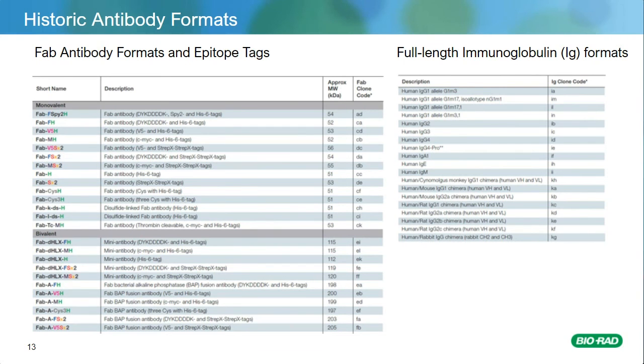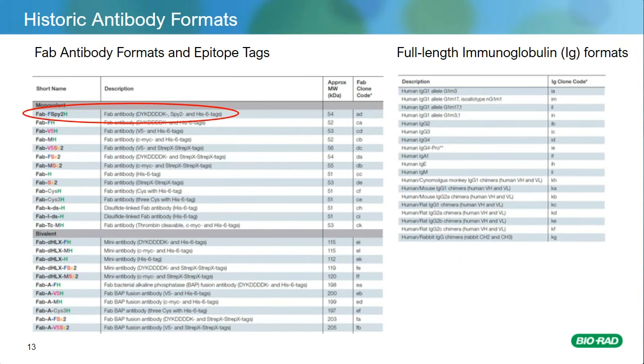What we have now done is we have added a new format which features something called a SpyTag, and this allows us to essentially make our antibodies in one format and then at the protein level to rapidly convert that. And I will go into some more detail about this in the next few slides.